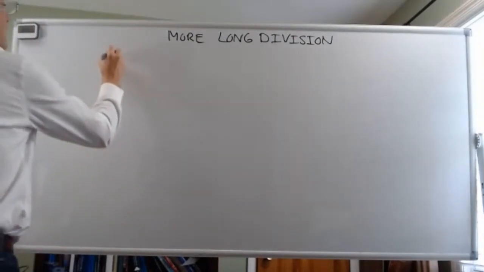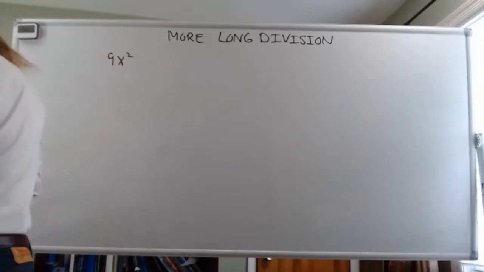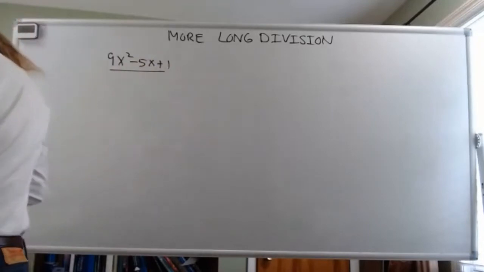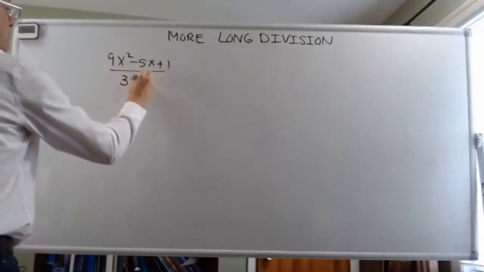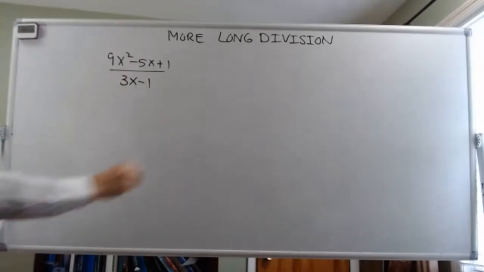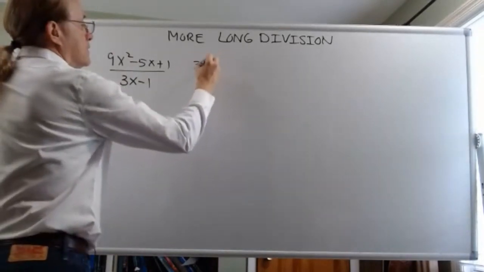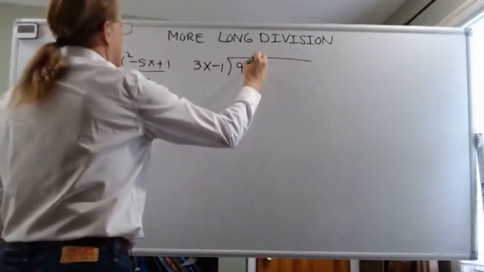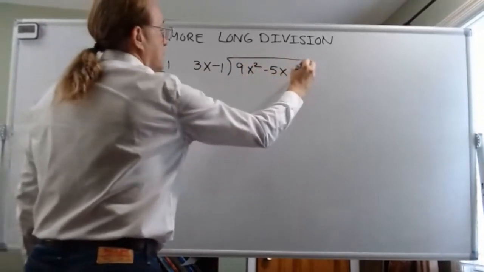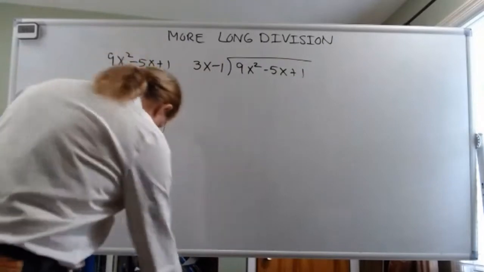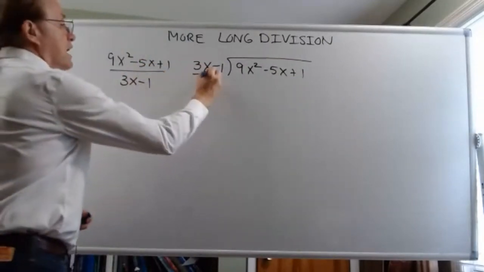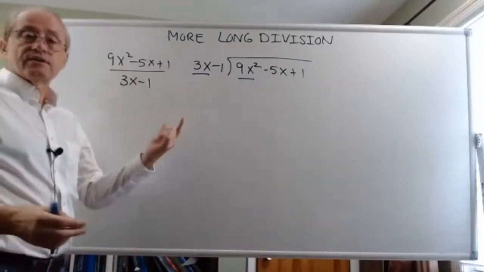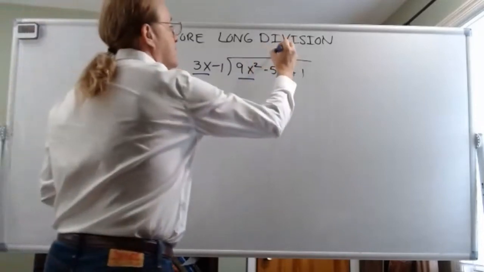So we're looking at 9x squared minus 5x plus 1, and we're dividing into that the binomial 3x minus 1. Okay, so we set it up like a long division problem. And we have our 9x squared minus 5x plus 1. So we start by considering the 3x and the 9x squared. What do I need to multiply 3x by to get 9x squared? 3x, because 3x times 3x is 9x squared. So I'll place it here.